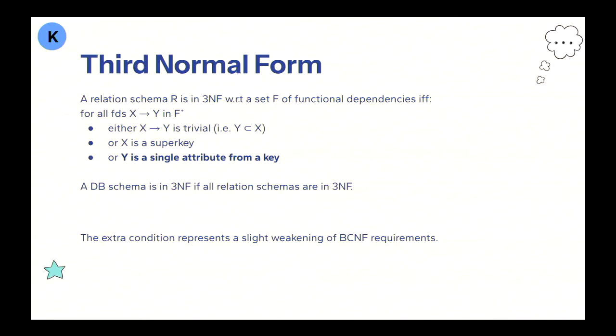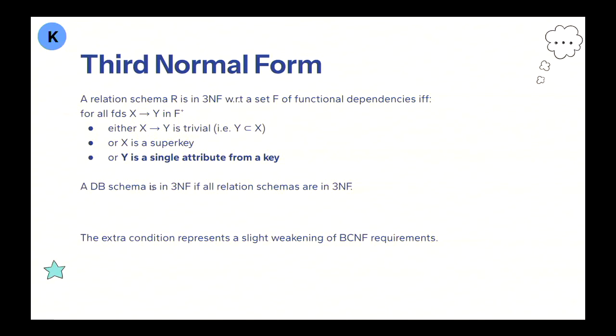And now let's have a closer look at the definition of the third normal form. So a relation schema is in third normal form with respect to a set of functional dependencies if and only if for all functional dependencies inside the closure of F, either the functional dependency is trivial, or the left hand side is a super key, or Y is a single attribute from a key. So as you can see, it has one more 'or' here, which means that the third normal form is not as strict as the BC normal form. So that's why it's on a lower level.